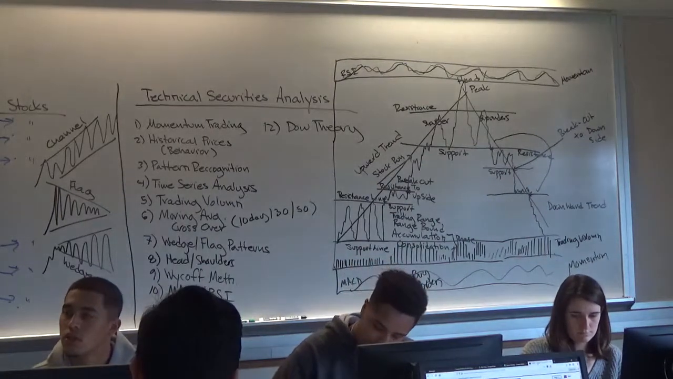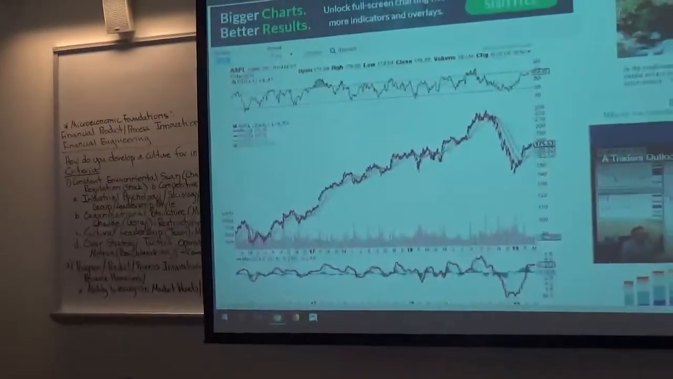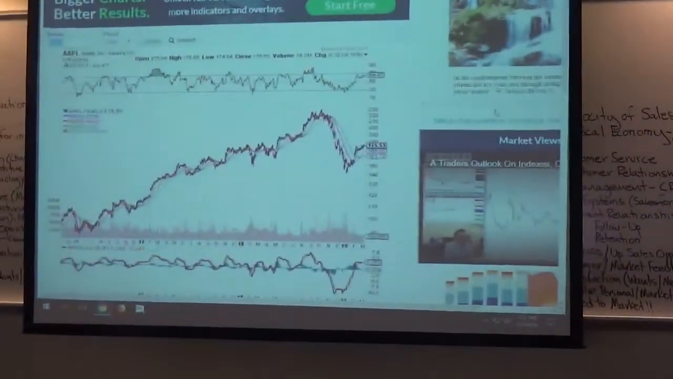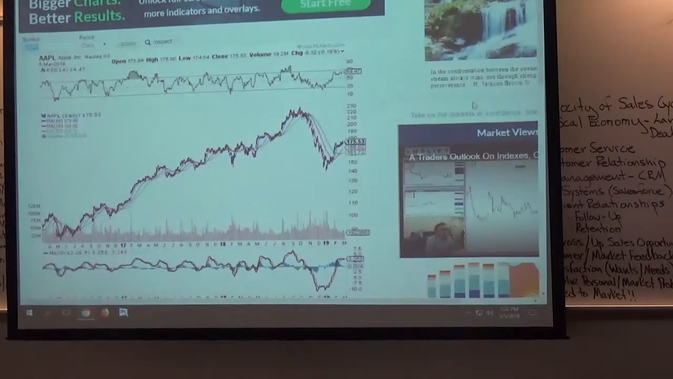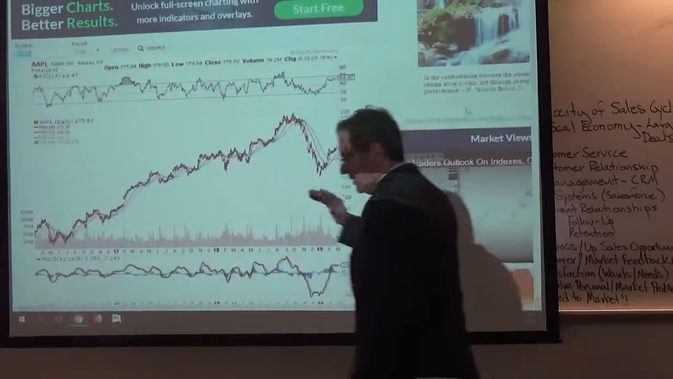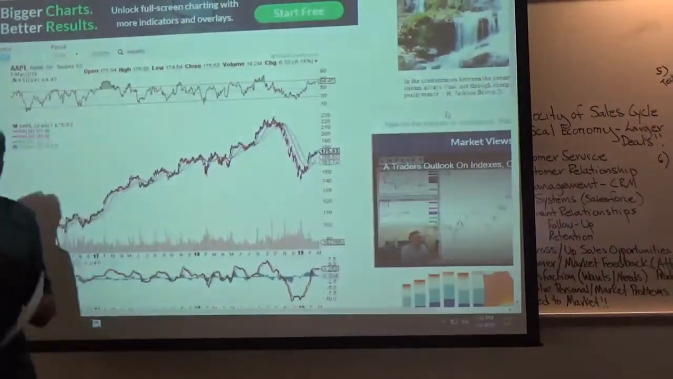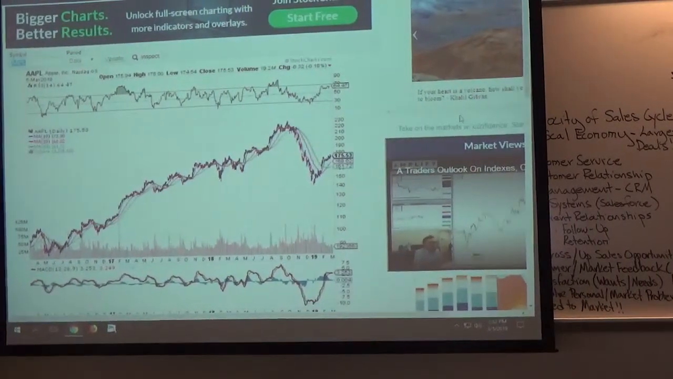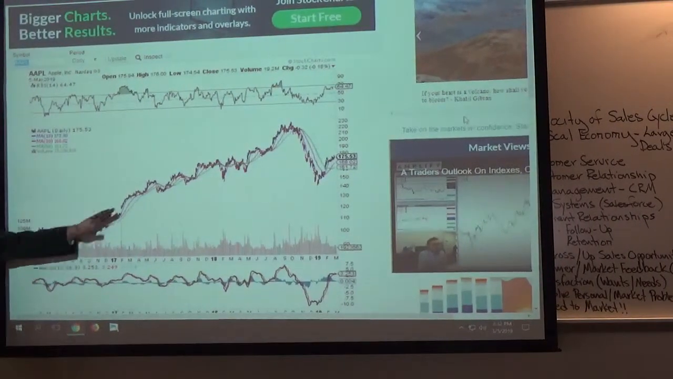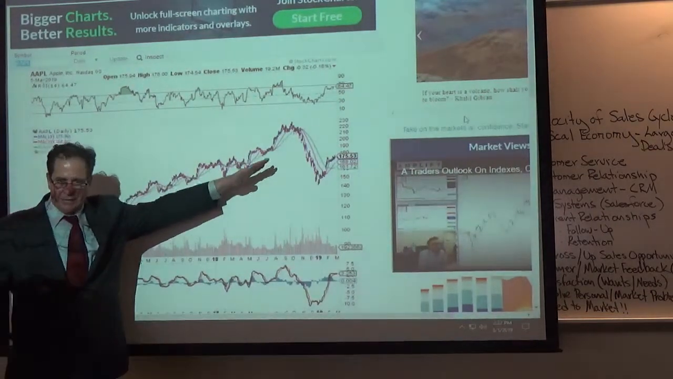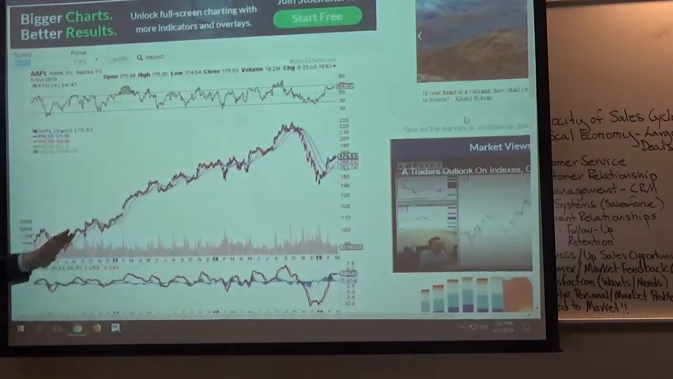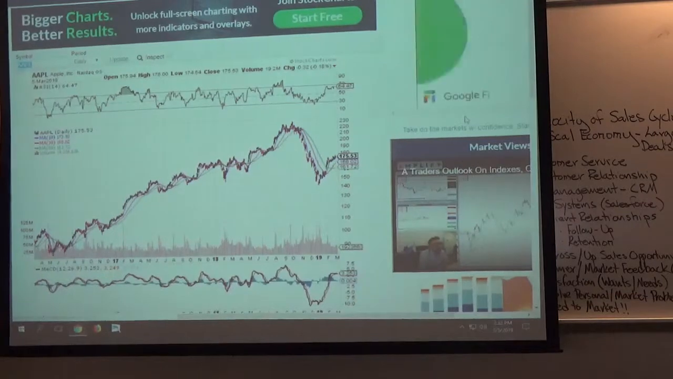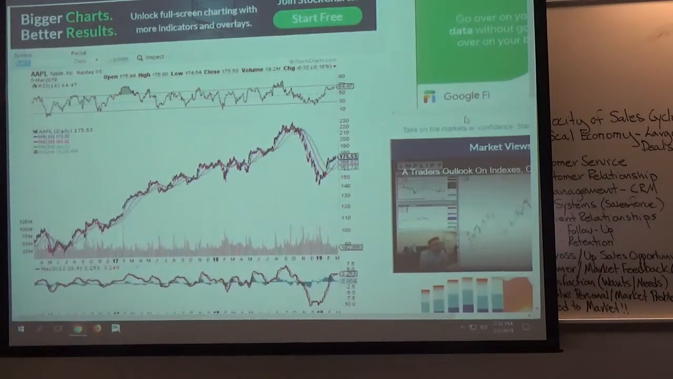So let me do it again. Everybody gets this confused, so it's really critical to understand. 10, 30, 50. The 50 day is basically a slow moving average. The 10 is very sensitive, and the 30 is somewhere in between.